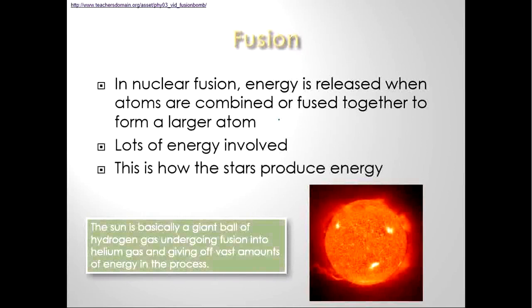In nuclear fusion, energy is released when atoms are combined or fused together to form a larger atom. It's a lot of energy that's involved. In fact, the energy produced is 4 times greater than nuclear fission. It takes a huge amount of energy to fuse atoms. It occurs naturally in stars, and we have used it to produce the hydrogen bomb. However, the hydrogen bomb was never used.